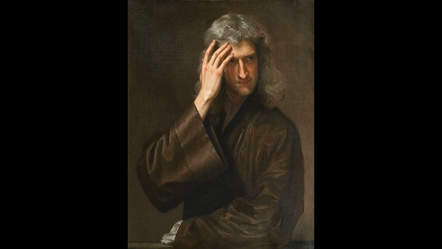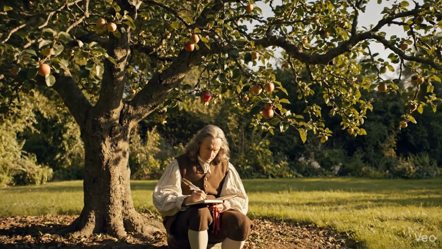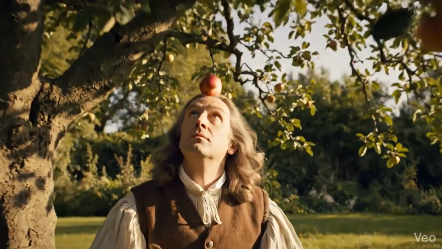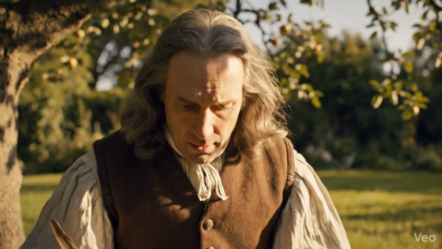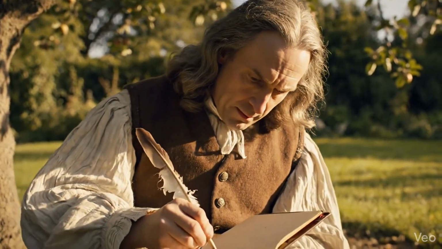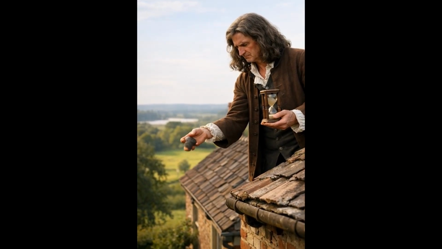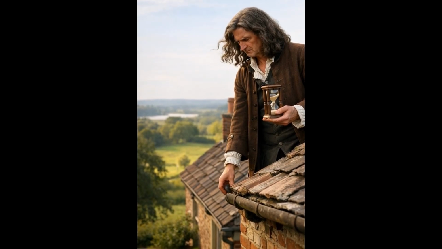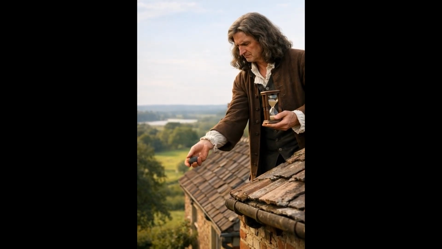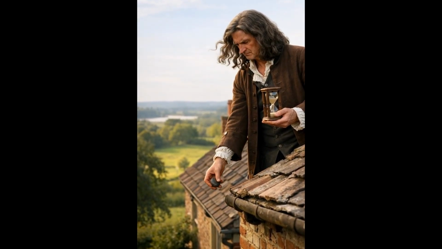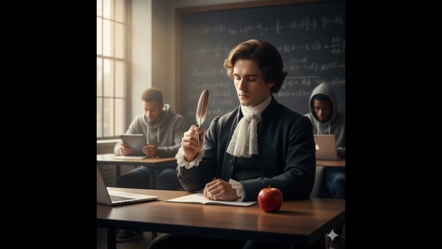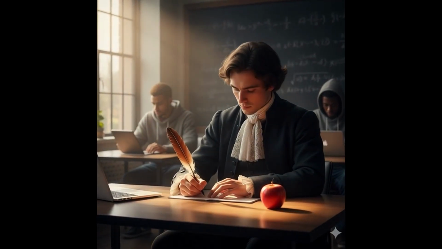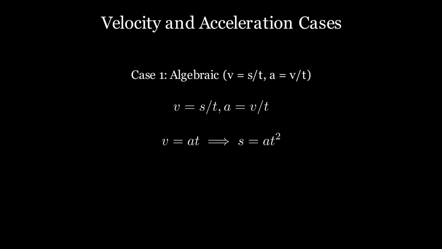A few decades later, another mind took up the challenge: Isaac Newton. Watching apples fall, Newton decided to perform an experiment. He climbed to the top of his house and dropped a stone, carefully measuring its time of flight. His goal was to find formulas that could predict velocity and displacement at any instant. He began with the basic relations he had learned in school. Speed equals distance divided by time, and acceleration equals velocity divided by time.